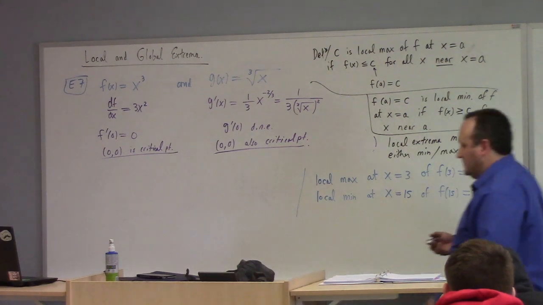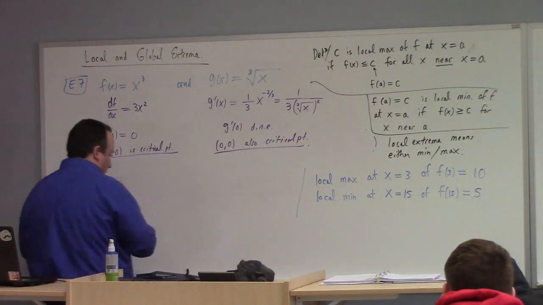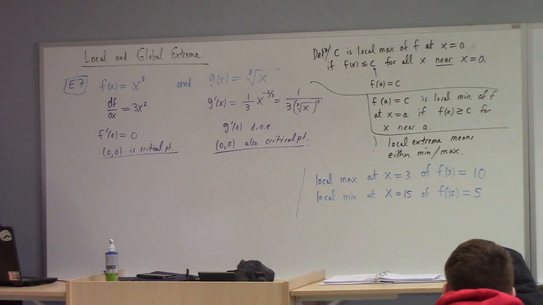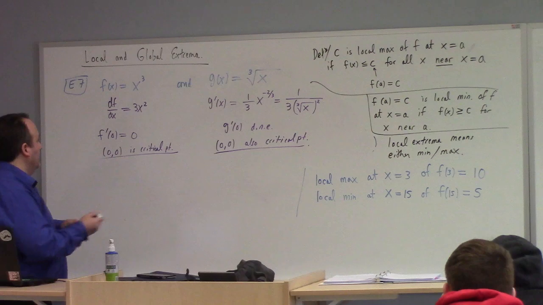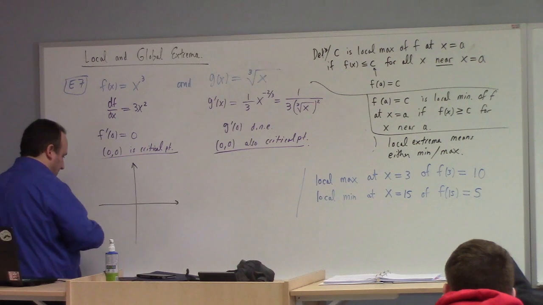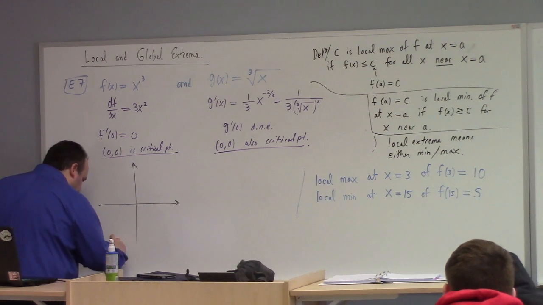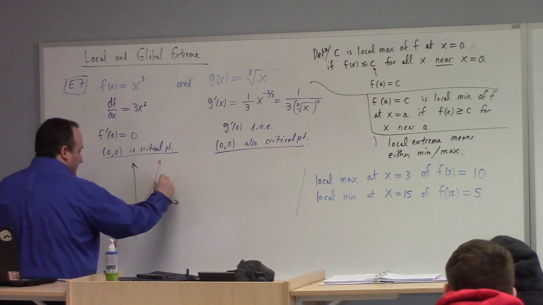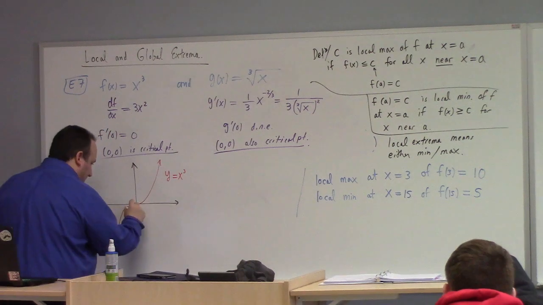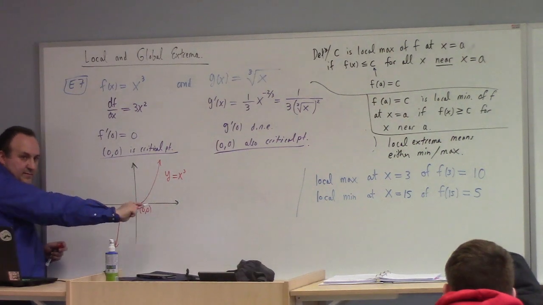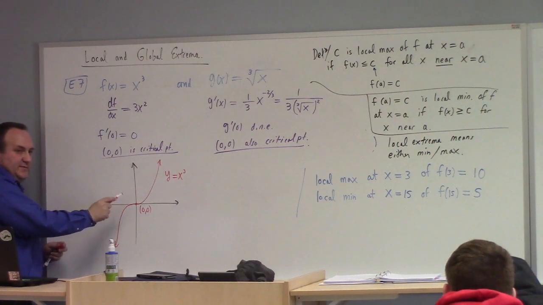And why are these critical points? Is it a local max? Is it a local min? What's the deal? Let's graph, right? So the graph, how's it go? It's a cubic, right? So the cubic looks like a snake. Comes in here nice and level, comes out like that. There's y equals x cubed. There's the critical point. It's got a horizontal tangent line, but that is neither a local maximum nor a local minimum.